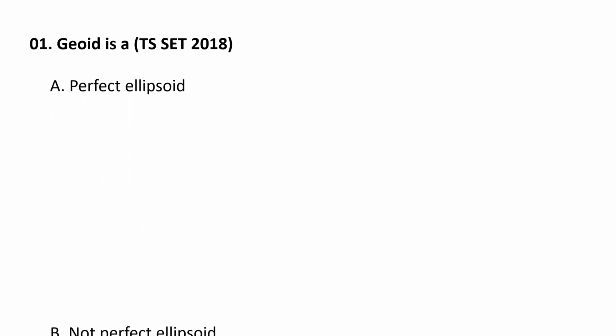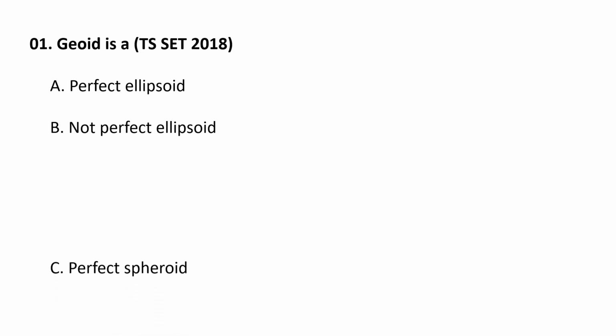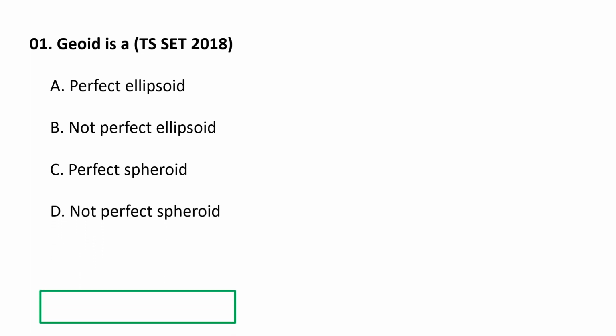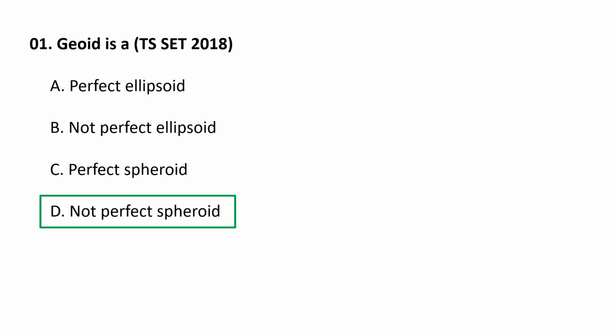First question, geoid is a, this was the question asked in the Telangana SET exam 2018. Choices are A. Perfect ellipsoid, B. Not perfect ellipsoid, C. Perfect spheroid, D. Not perfect spheroid. So geoid is a not perfect spheroid. It is known as an irregular ball-shaped spheroid. So D is the correct answer.